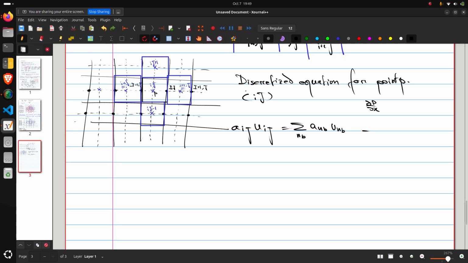So dou P dou X we can write as P capital I capital J minus P capital I minus 1 capital J by delta X, times delta V, this is the volume, plus the source term. And what will be its neighbors? NB will be small i capital J plus 1, small i capital J minus 1, then small i plus 1 capital J and small i minus 1 capital J. So these are the four neighbors.